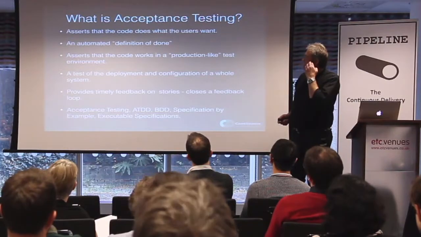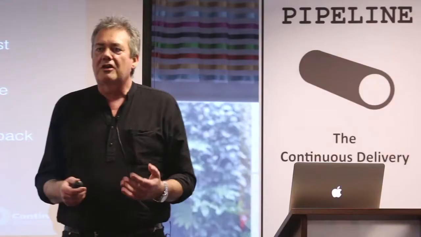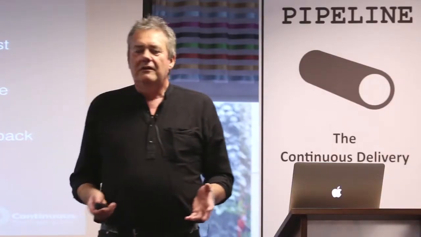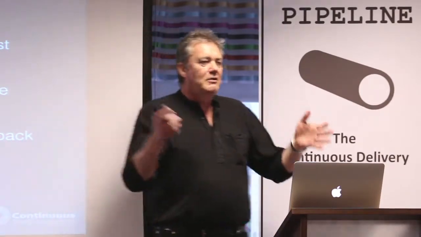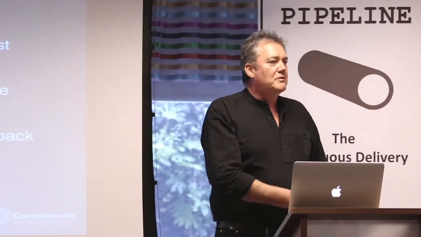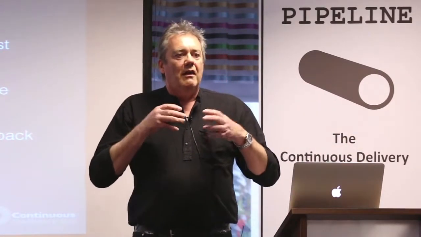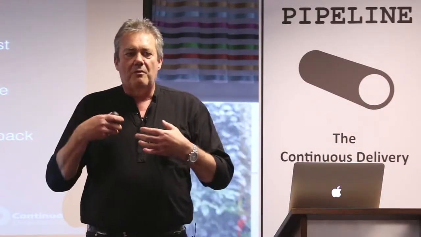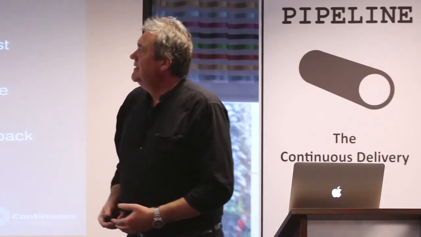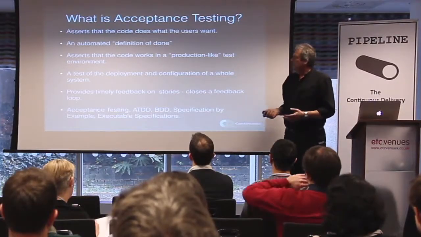So what's an acceptance test? It asserts that the code does what the users want of the system. A unit test asserts that the code does what the developers think it ought to do. An acceptance test is different to that. It's focused on the behavior of the system from the perspective of a user of it. It's an automated definition of done.